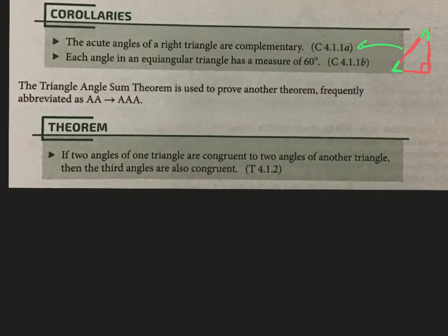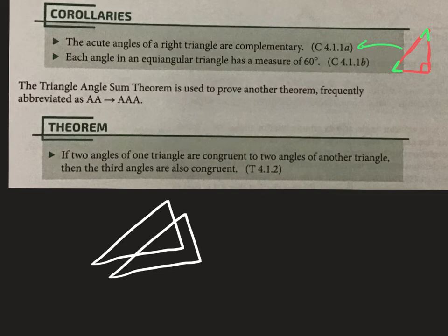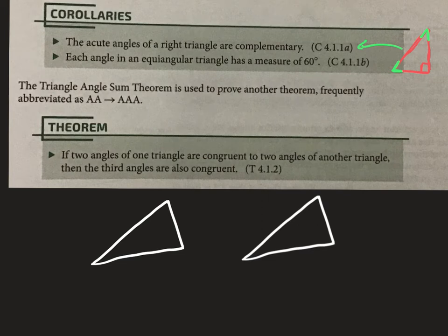For this last theorem, it says if two angles of one triangle are congruent to two angles of another triangle, then the third angles are also congruent. So what that means is if we have two triangles, let's call them triangle ABC and XYZ.